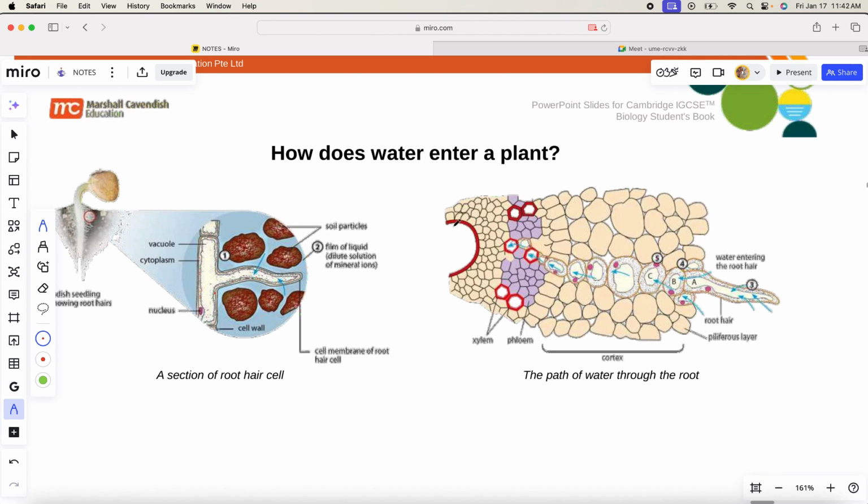And that process of escaping of water vapor is known as transpiration. Water goes in, water goes out. That process is called transpiration. Okay, we'll move on to the next one.